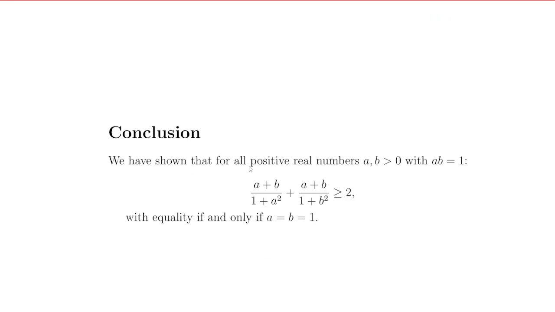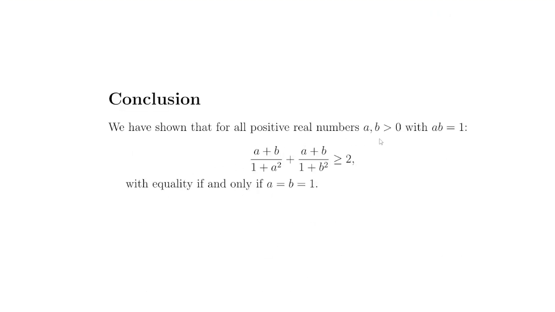So in conclusion, we have shown that for all positive real numbers a and b, with ab equals 1, this inequality is greater than or equal to 2, with equality if and only if a equals b equals 1.